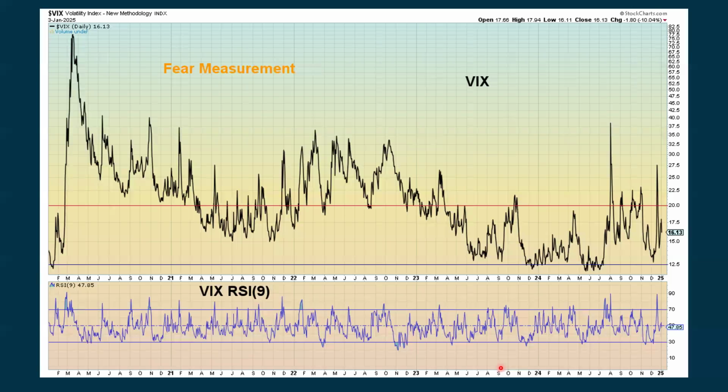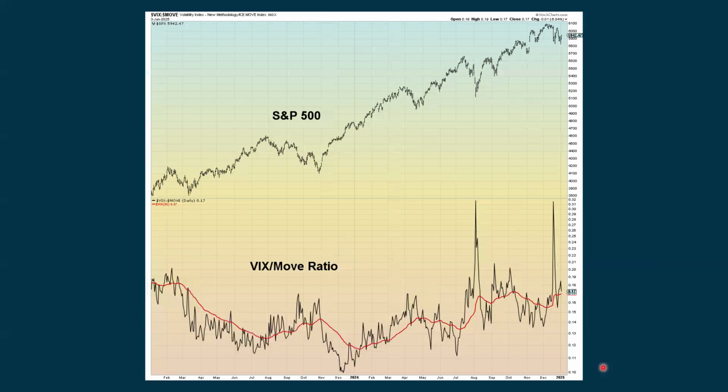Then we measure the speed of the VIX, and there are times when I use this in the daily video. It just means that we're going up or down really fast, and I use an RSI based on 9 periods to measure that. Then we look at the correlation between the volatility of stocks measured by the VIX and the volatility of bonds measured by the MOVE index. And we kind of see that we're chopping sideways.